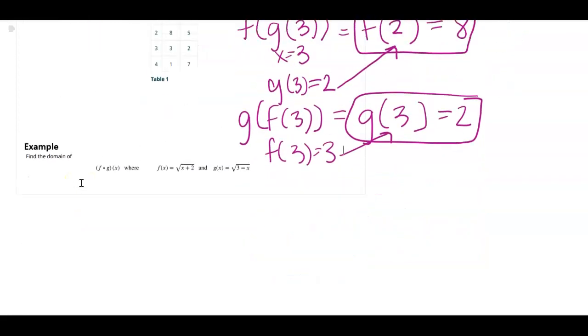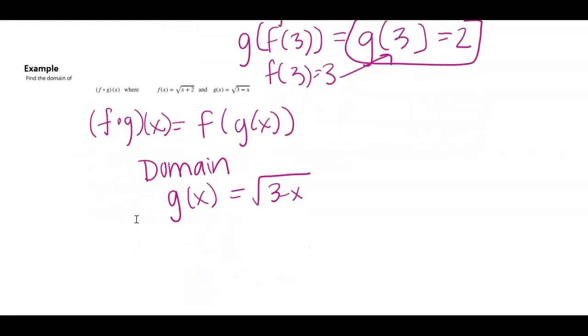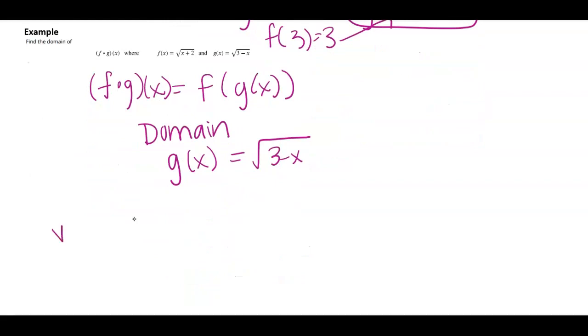All right, now let's go ahead and look at this problem here. So for f of g of x, we want to look at the domain, and I have two different square root functions. So let's first look at this notation, right? f of g of x is f of g of x. And so let's look at the domain of g of x. So this would be the square root function.